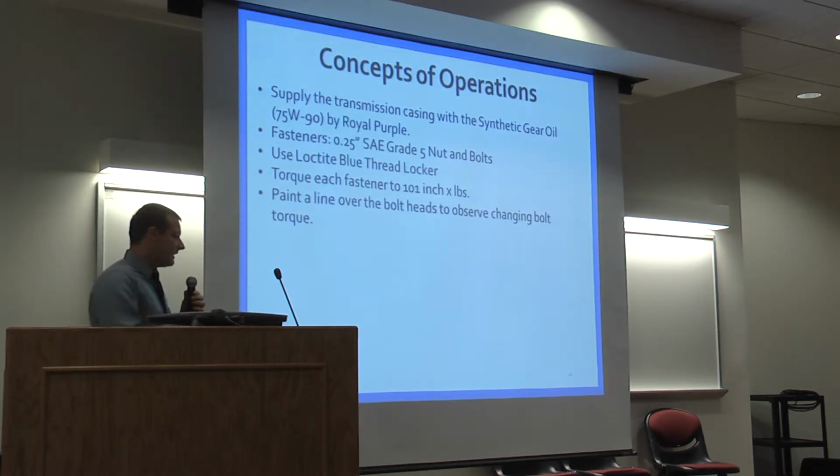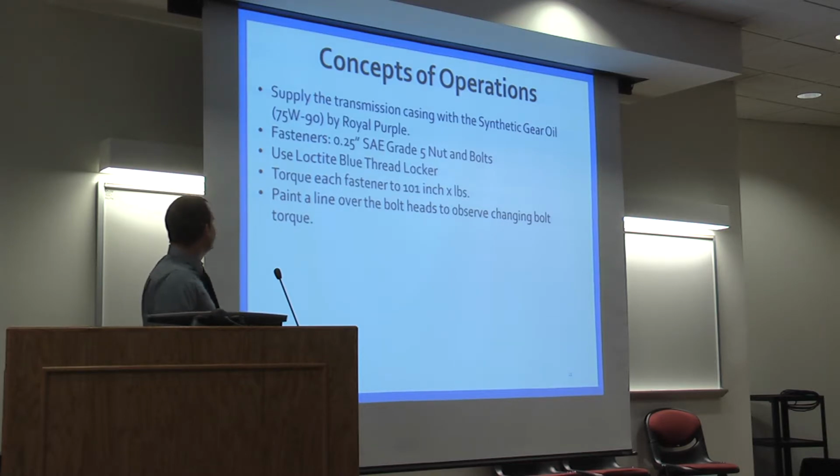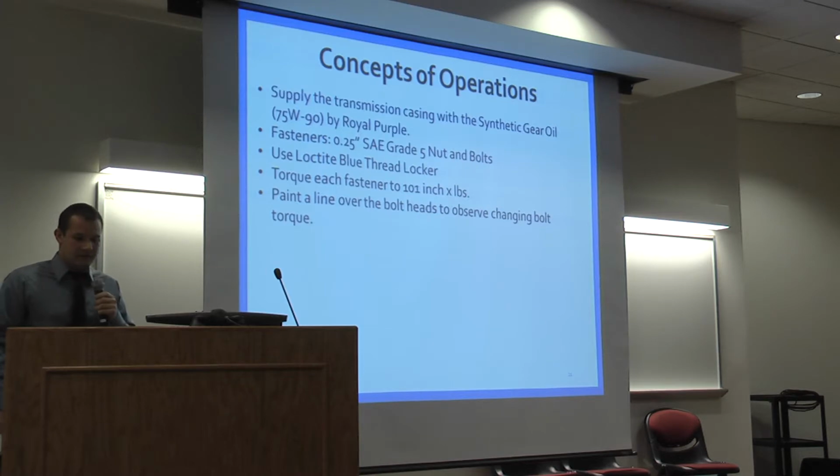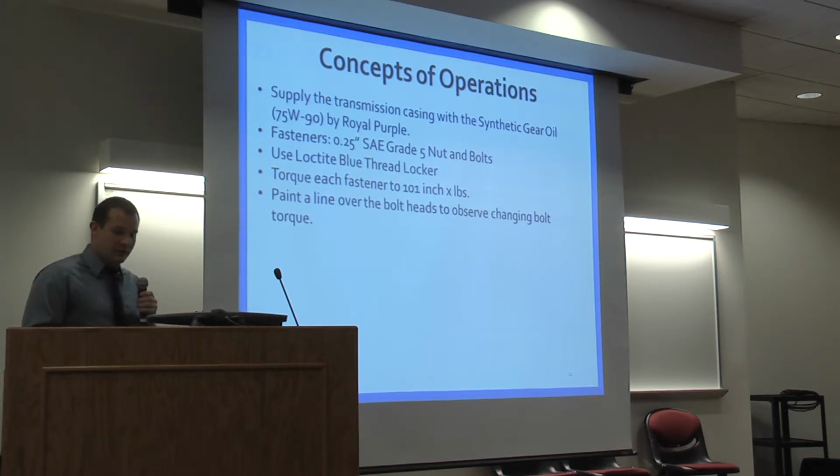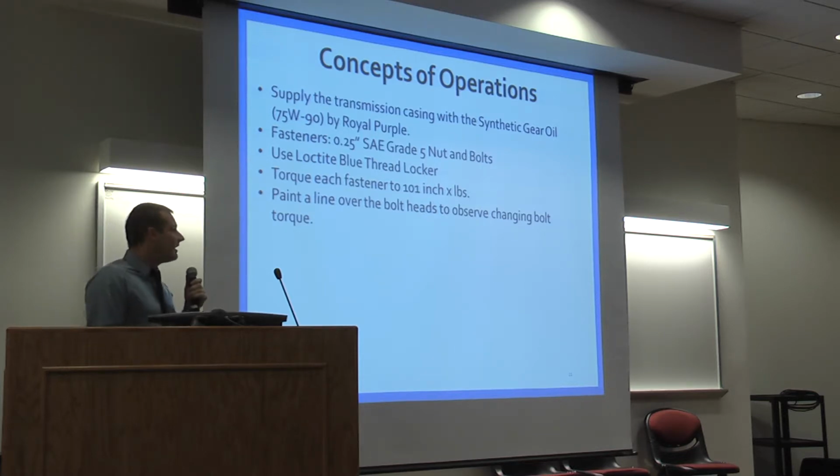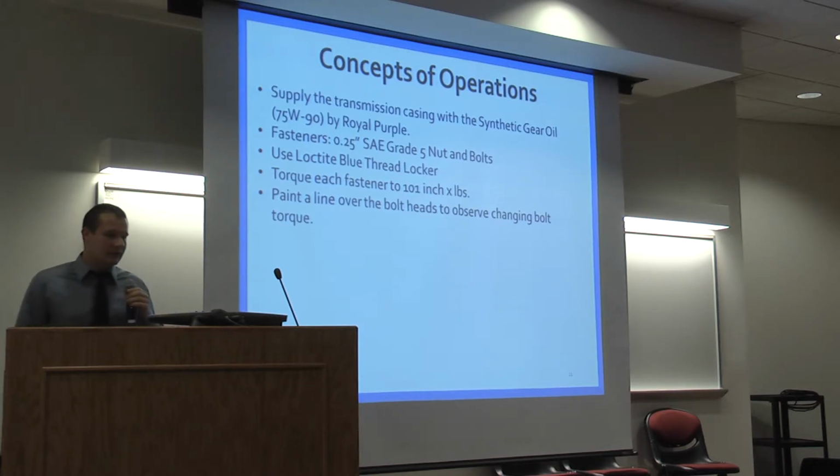The transmission casing has a few concepts of operation. First, for the lubricating system, it will use synthetic gear oil by Royal Purple. Next, the fasteners shall be 1/4 inch SAE grade 5 nuts and bolts. For these nuts and bolts, we will use Loctite blue thread locker.